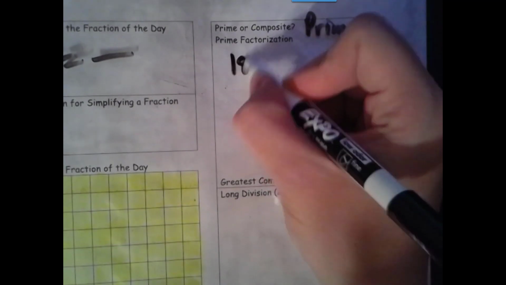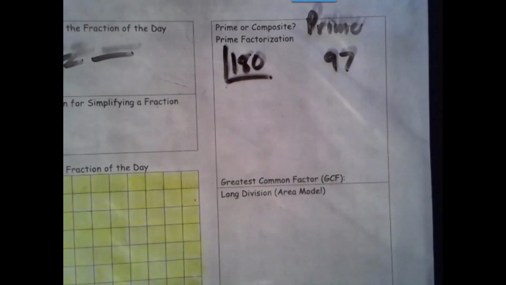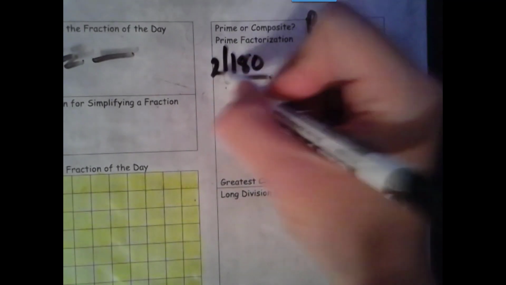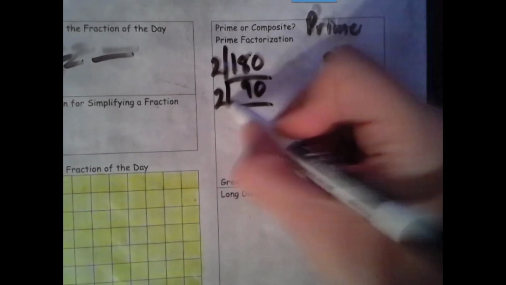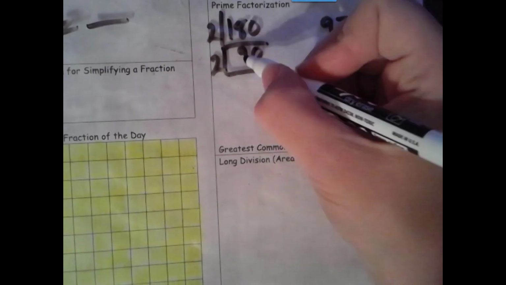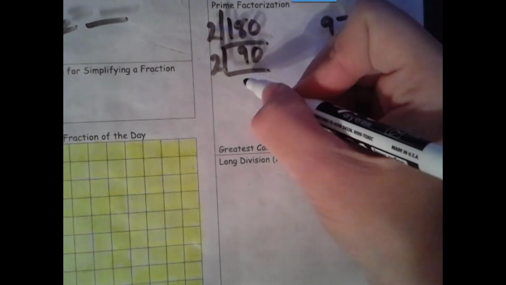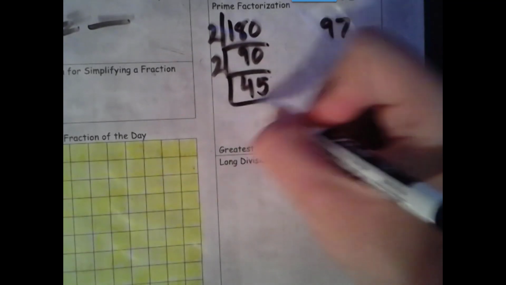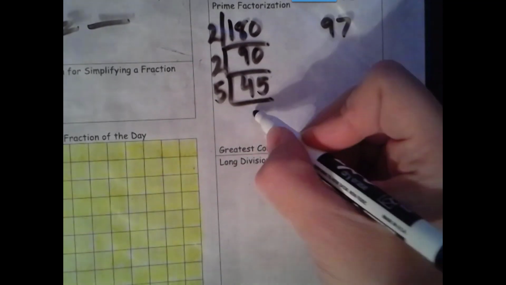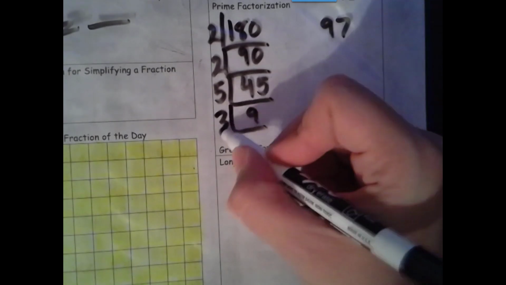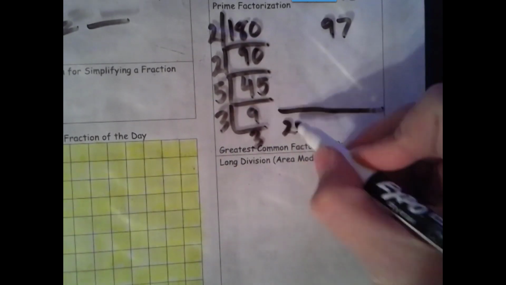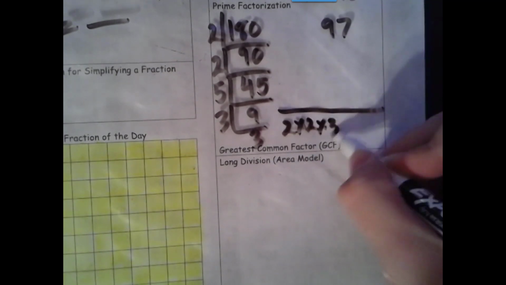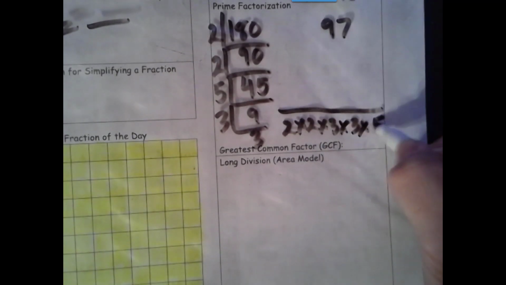So let's go ahead and do the prime factorization for our denominator. I can take half of 180, which is 90. I can take half of 90. Can't do half of 9 tens, but I can do half of 8 tens, which is 4 tens. And that leaves 10, which is 5. I could divide by 5, which is 9. Divide by 3, I get 3. So our prime factorization, we have 2 times 2 times 3 times 3 times 5.